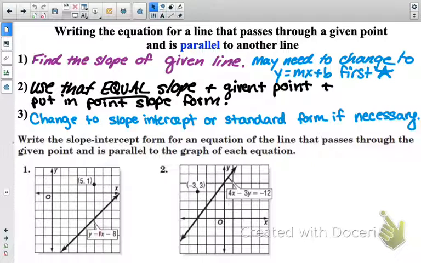So write the slope intercept form of an equation of a line that passes through the given point and is parallel to the graph. So I wrote in that the slope of the given graph is 1, or 1 over 1. So that means an equal slope would also be 1 because parallel lines have equal slopes. It goes through the point 5, 1. We can see that in the picture.